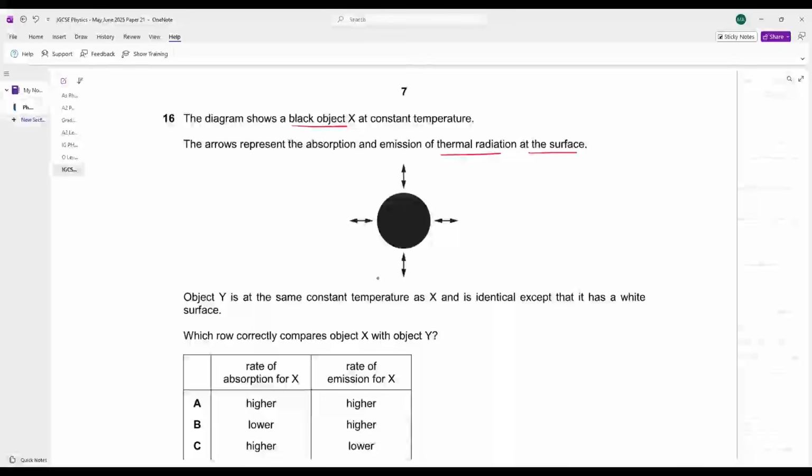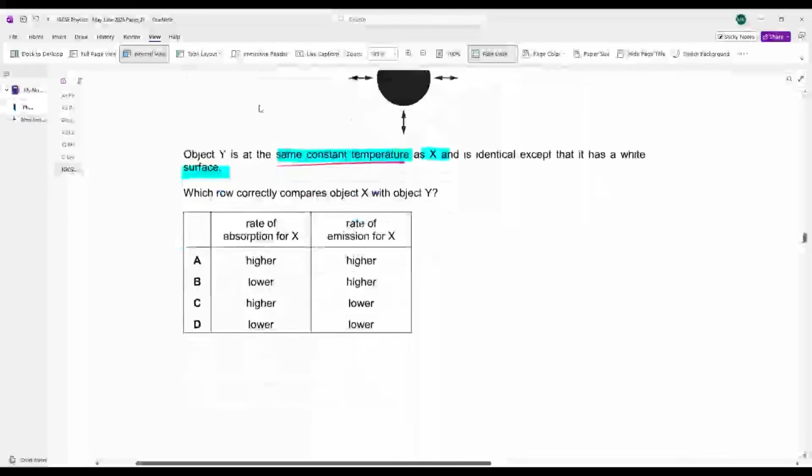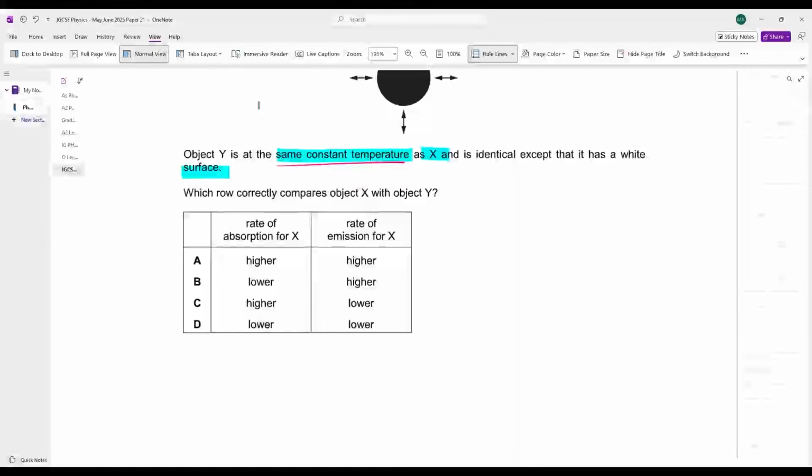Object Y is at the same constant temperature as X. ठीक है, एक ऑब्जेक्ट Y है that is at the same constant temperature as X and is identical except that it has a white surface. अच्छा जी, ऑब्जेक्ट Y क्या है? वाइट सरफेस है, सिर्फ ये फर्क है. Which row correctly compares object X with object Y?